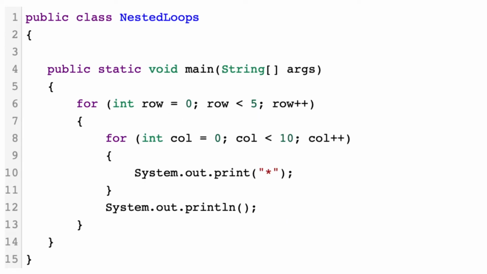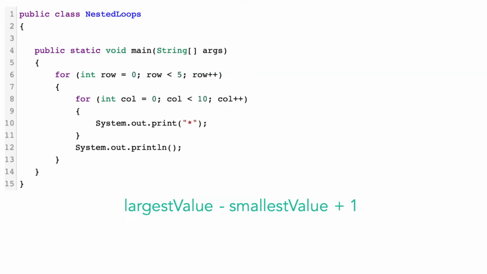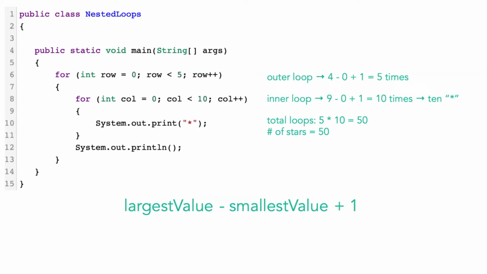In this nested loop exercise, how many stars are printed out by the following loops? How many times do the loops run? Calculate on paper. Using the formula for each loop, let's calculate. Using this formula, the outer loop will loop 5 times. Applying the same formula to the inner loop, it will loop 10 times. So the total number of loops would be 5 times 10, which gives us 50.